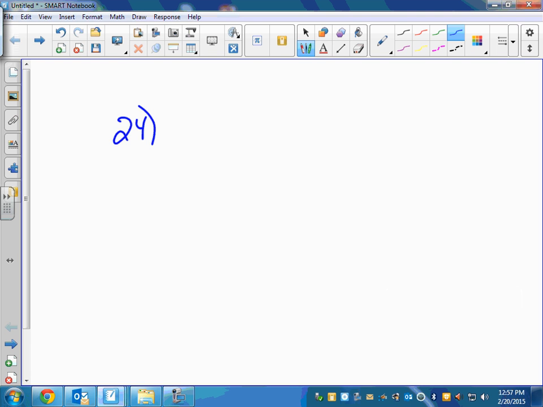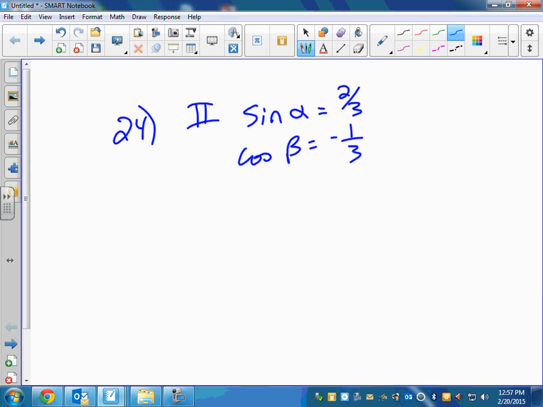24 says second quadrant and sine of alpha equals 2/3 and cosine of beta equals -1/3. So if I draw a triangle here and I call it alpha and the sine is 2/3, then the Pythagorean theorem would make what, 9 minus 4, this would be the square root of 5, but it would be negative. Is that true?